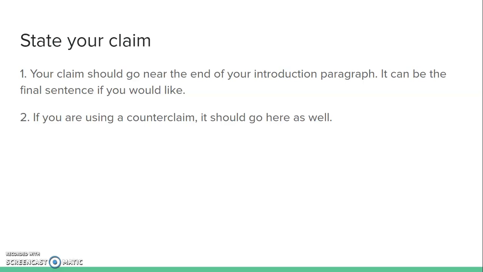We haven't talked about counterclaims yet. We're going to be talking about them in about a week or two. But when we do end up using counterclaims, it should also go in your introduction paragraph, okay?